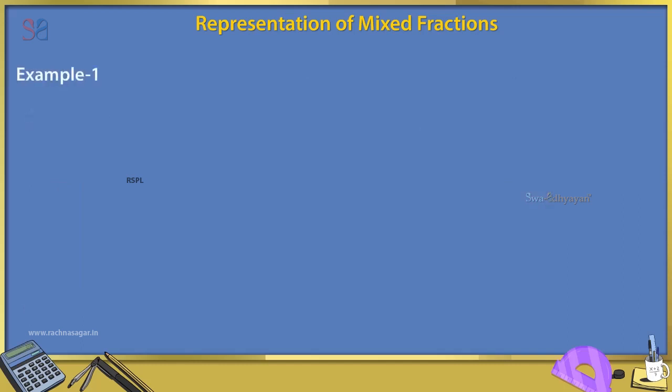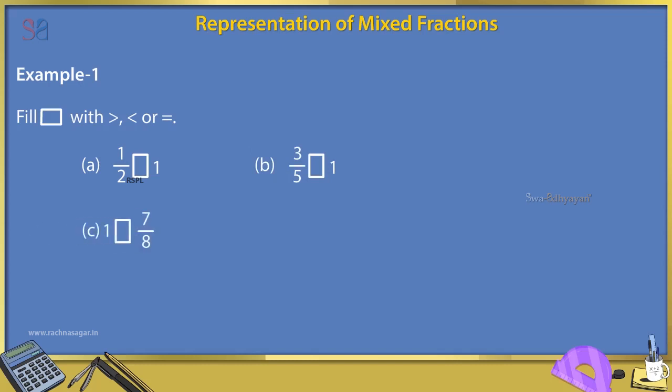Example 1. Fill the box with greater than, less than or equal to. A. 1 by 2 blank 1. B. 3 by 5 blank 1. C. 1 blank 7 by 8. D. 8 by 5 blank 1.